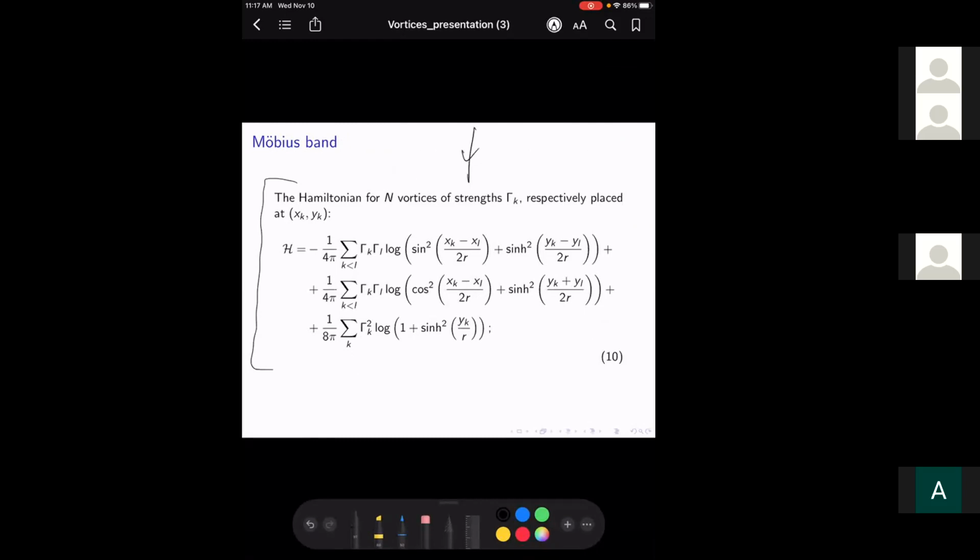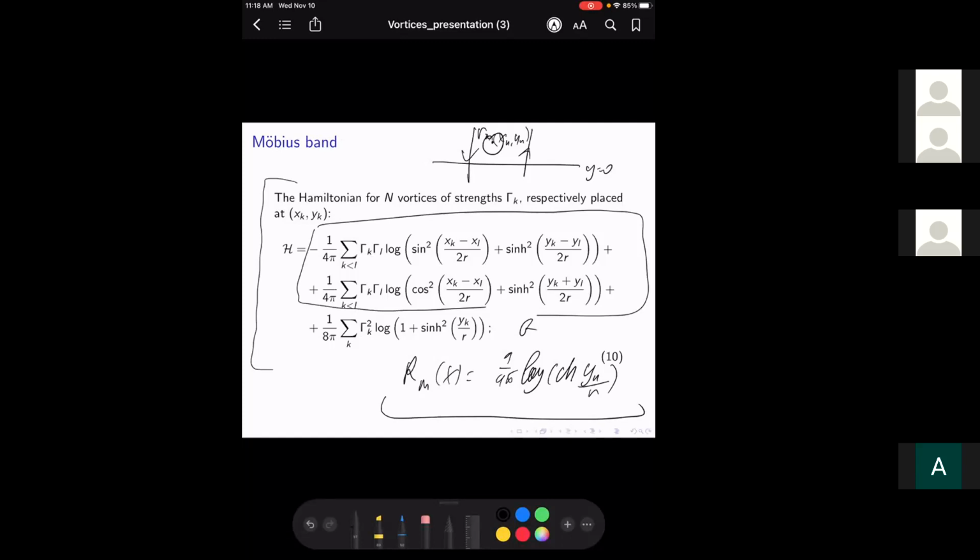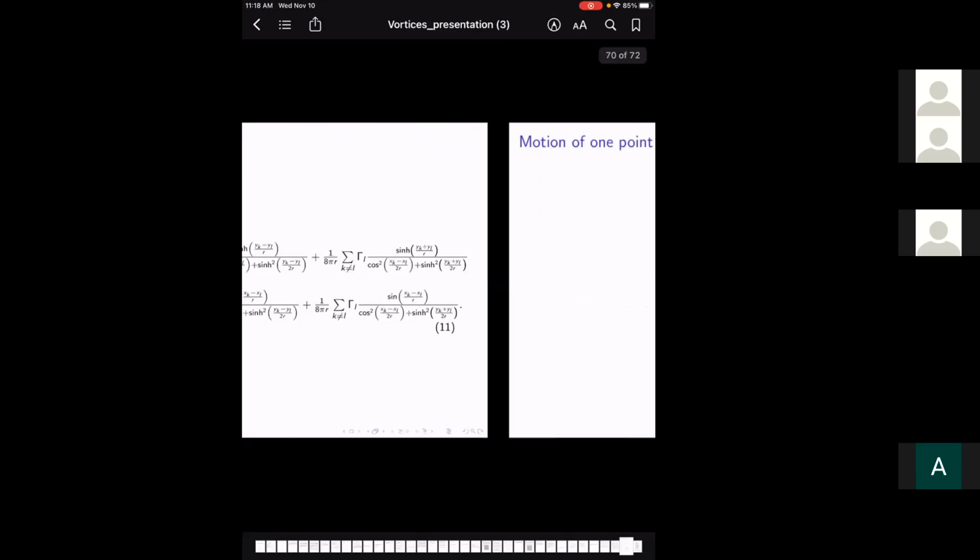So we return to our Möbius band, y equals zero. Points x_k, y_k are the centers of the point vortices and vorticities are gamma_k. So this is going to be our Green's function. And the Robin function R_M of x is going to be 1 over 4 pi logarithm of hyperbolic cosine of y_k over R, right? So that means that the Robin function is not zero and one point vortex should move.